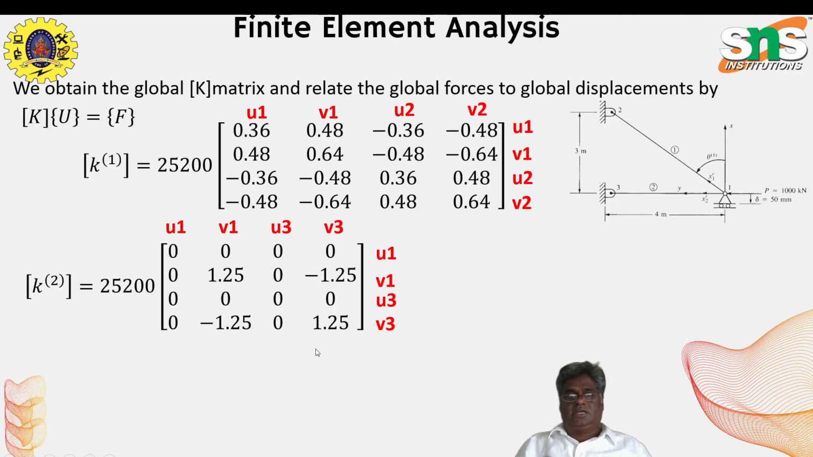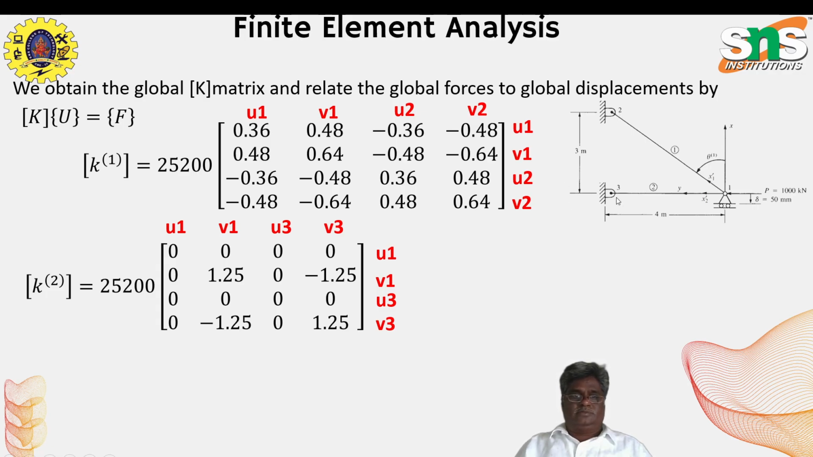Now we determined the stiffness matrix for element 1 and 2. Then, rewriting the equation of the stiffness matrix for element 1 and 2, write down the degrees of freedom. So nodal point 1 will have two displacements, u1 v1. Nodal point 2 has displacements u2 v2.